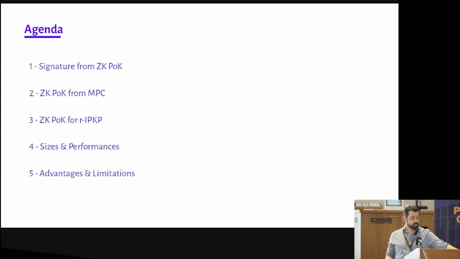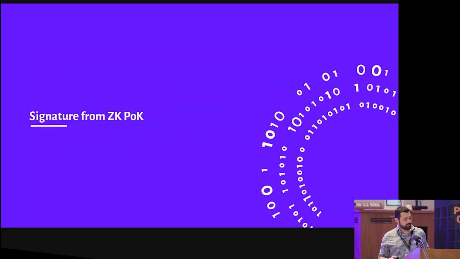So what we are going to see is the following points. We will start by explaining how you build a signature from a proof of knowledge, and then how you can create a proof of knowledge from MPC. I guess it's already the second time you will hear about this during the workshop, so I will try to be a bit fast on those two parts. And then we will move to what makes up the core of PERK, namely our proof of knowledge for RIPKP. And then we will discuss the resulting signature we get in terms of sizes, performances, advantages, and limitations. So let's go with the first item.